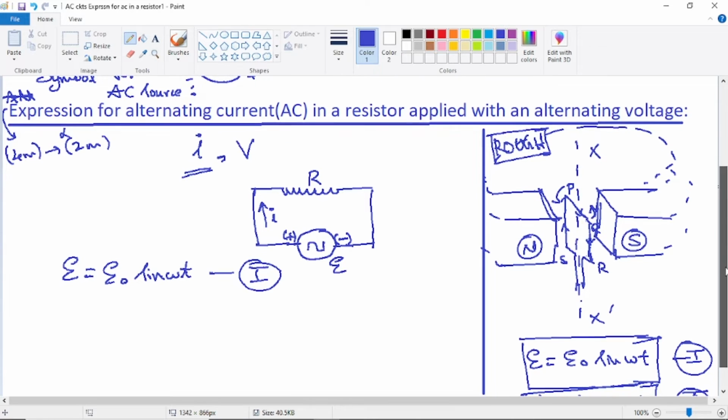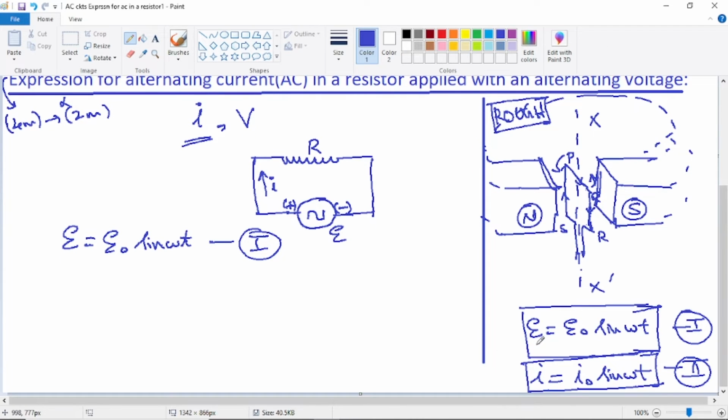But we already got this here. If the alternating EMF is E, then from this equation we got the alternating current. How did we get this result? Directly using Ohm's law. In any resistor, if the voltage is known, then current is given by V by R using Ohm's law. So what was Ohm's law? V is equal to IR, or I is equal to V by R. Based on that equation, in one step we got this particular equation.